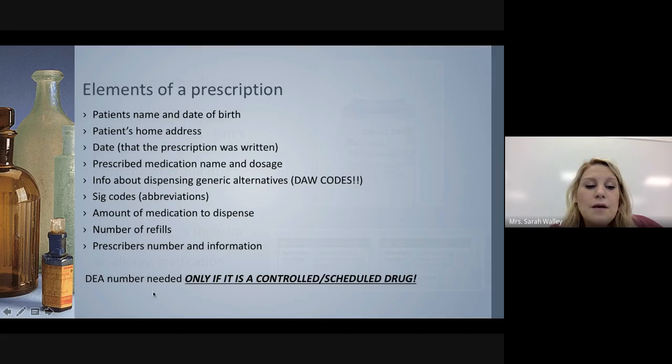Now, a DEA number is only needed if it's a controlled or scheduled drug. Remember that, because there's always a question on there like, what would hydrocodone need that is different than every other medication? And the answer would be the prescription would need a DEA number that follows that prescriber.